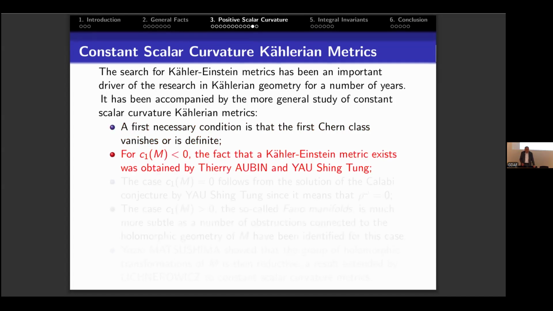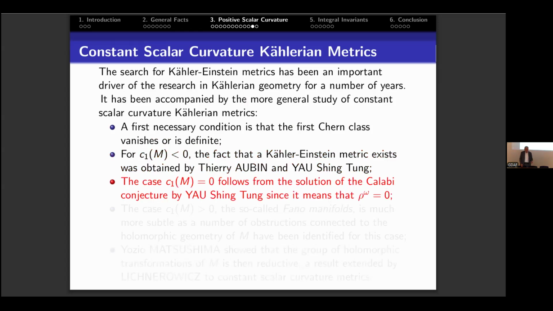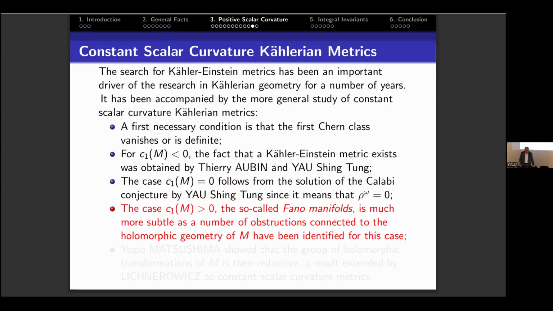And when the first Chern class is negative, it was a beautiful theorem by Aubin and Yau to show that there exists automatically a Kähler-Einstein metric. So you see again, in the negative case, things are easier. And actually, from the analytic point of view, what's behind is that you can use the maximum principle there. In the case of vanishing first Chern class, it means that you have to look for Kählerian metrics for which the Ricci curvature is identically zero. And this was solved by Yau when he solved the Calabi conjecture.